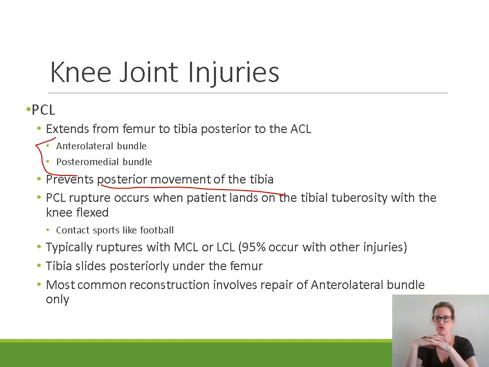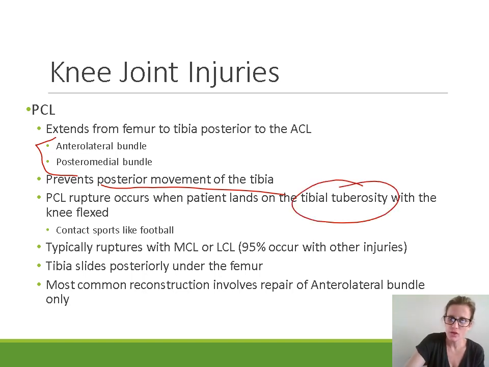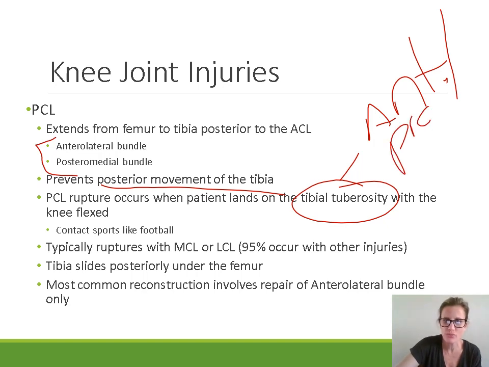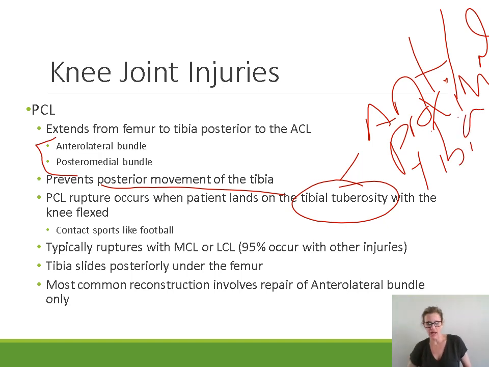PCL rupture occurs when the patient lands on the tibial tuberosity with the knee flexed. The tibial tuberosity is, remember, on the anterior proximal part of the tibia, just under the knee. Like if you palpate the knee, you can palpate where the patella is, the kneecap, and then just go down a little bit from that and you'll feel a little bulge on the tibia, a little part of the tibia that sticks out.